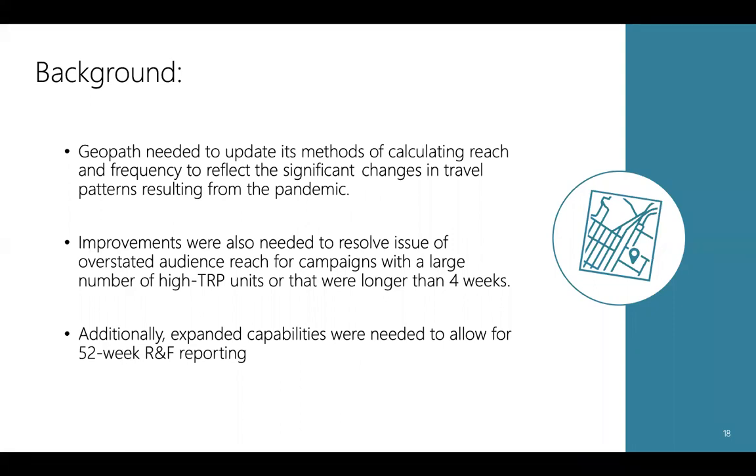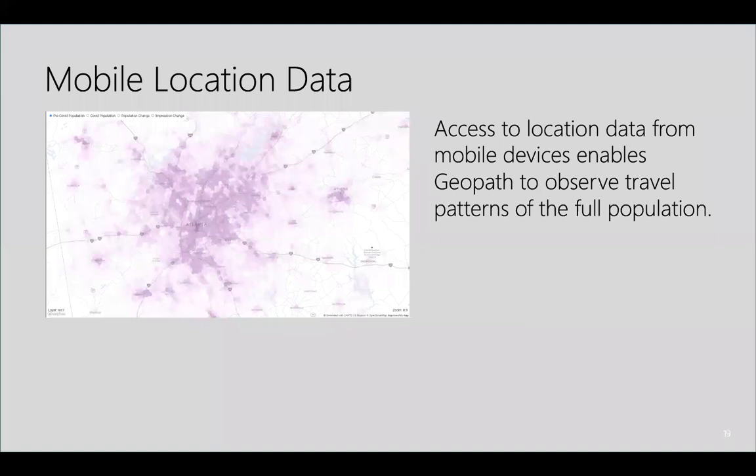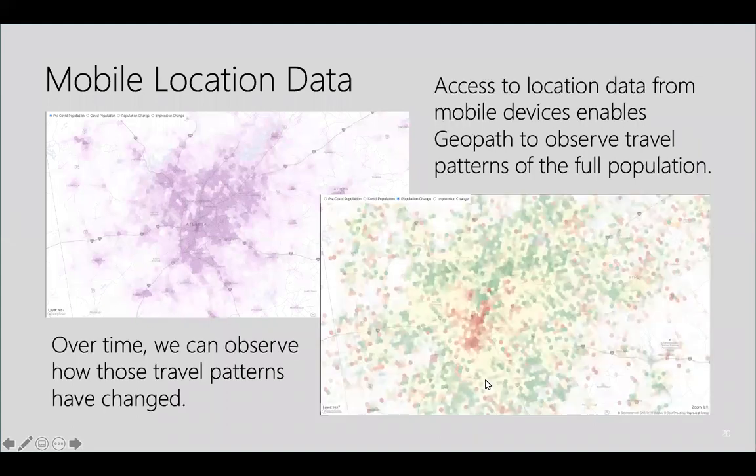And in addition to a more precise and a more accurate reach and frequency model, we're also expanding this out to be able to report 52-week reach and frequency. So a couple other additional benefits in all of this overhauling. And like I just said, all of this is enabled because of access to mobile location data, understanding for the full population where people are spending their time, and how they are moving, and then how that is different versus other periods.